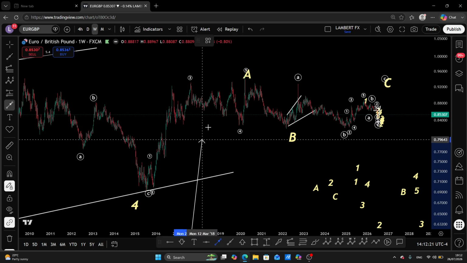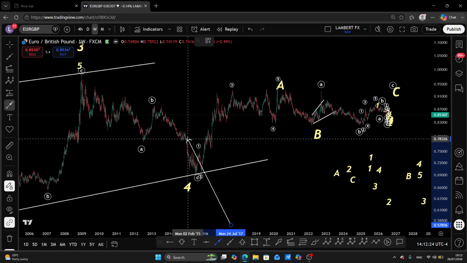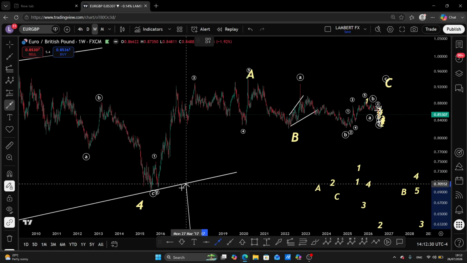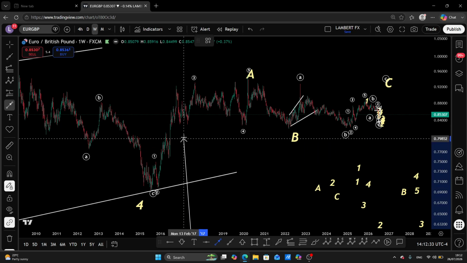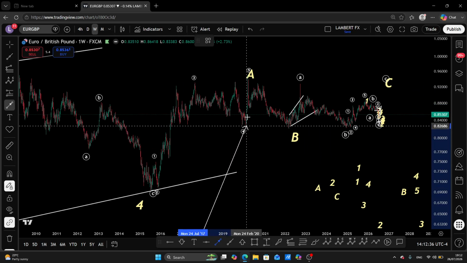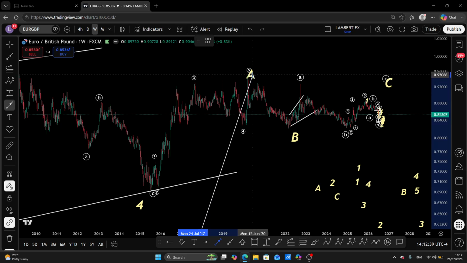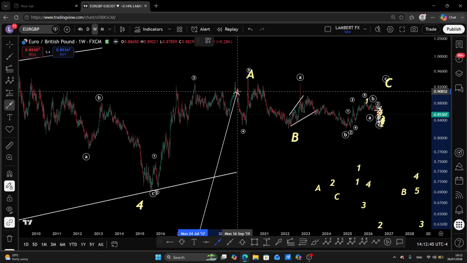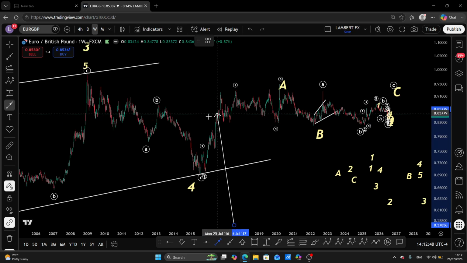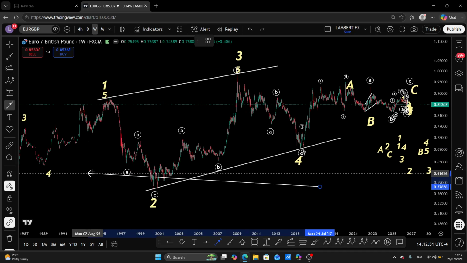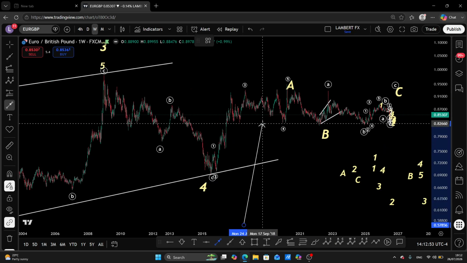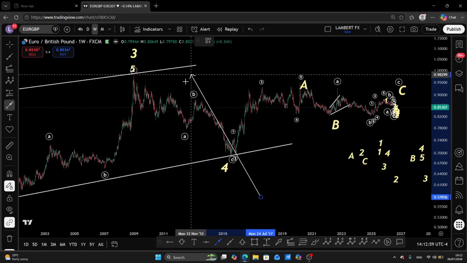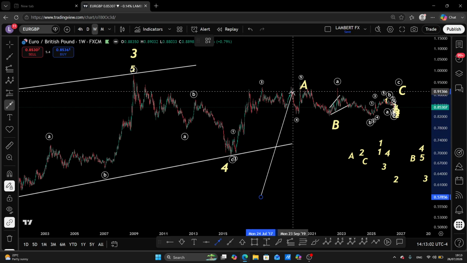So what do we have here? After the 4, I've labeled this as a 1, 2, 3, 4, and 5 for A. This is basically my first 5-leg up. A zigzag is 5-3-5. Because we have been correcting, what we've been seeing is 5-3-5 here, so I expect the last wave to the upside to finish the diagonal to also be a 5-3-5.